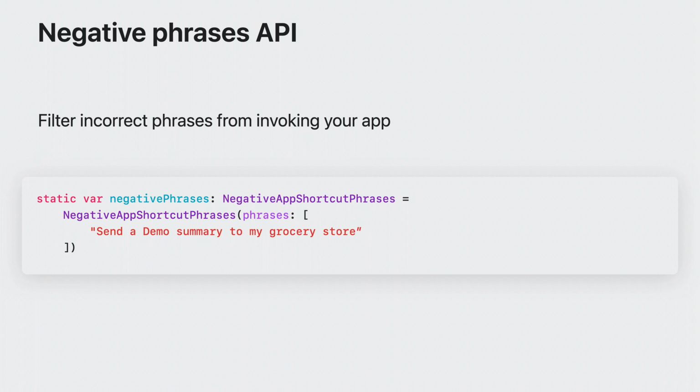In order to support flexible matching, there is also a new negative phrases API. You only need to use this if you find that phrases that do not belong to your app shortcuts are nonetheless incorrectly invoking your app. In this case, "send a demo summary to my grocery store" might incorrectly trigger my app shortcut, so I'll include this in my negative phrases.